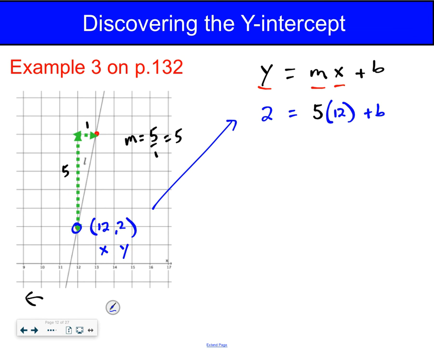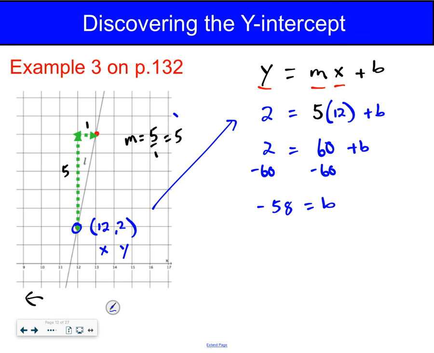Now let's go to work. 5 times 12 is 60. So 2 equals 60 plus b. Now I'm going to subtract 60 from both sides to get b by itself on the right side of the equation. I get negative 58 equals b.